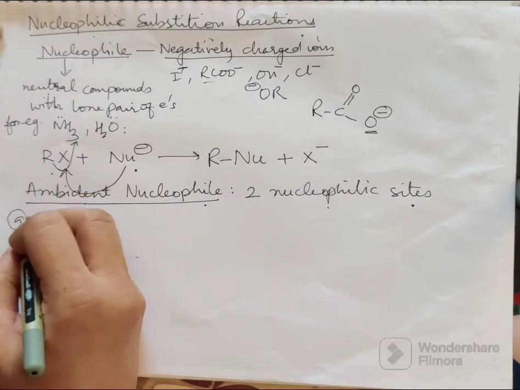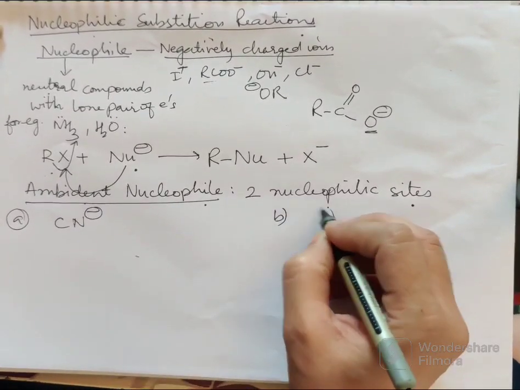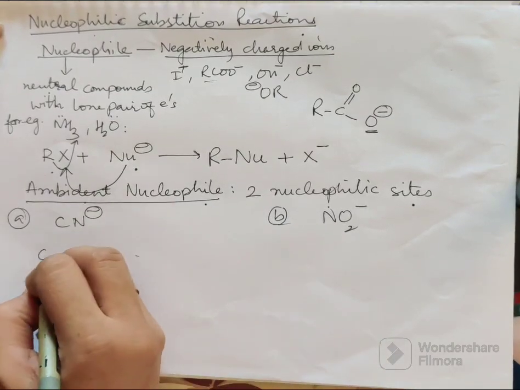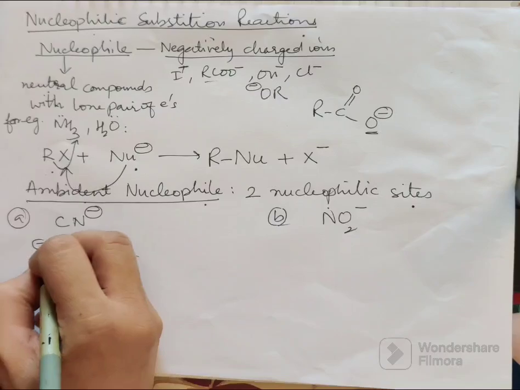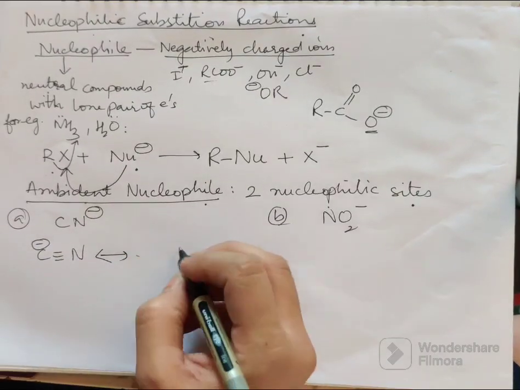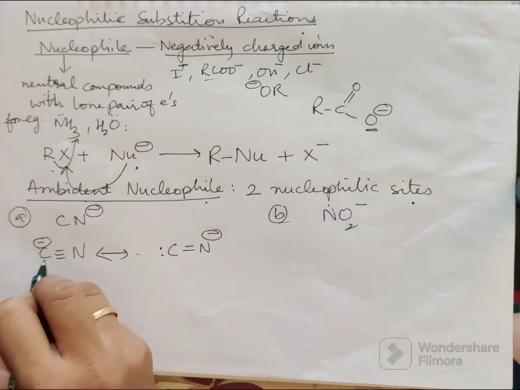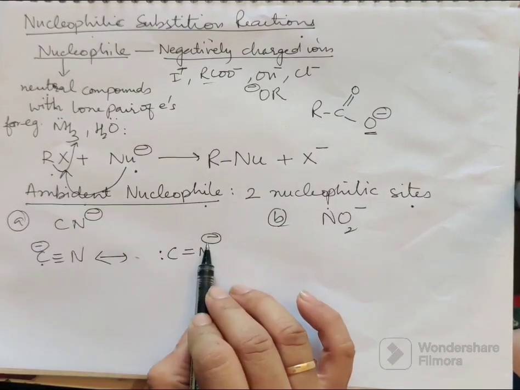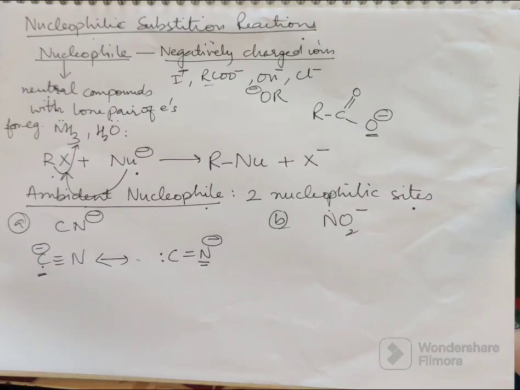For example, there are two given in your book. One is CN minus and the other is NO2 minus. Now, how are these ambident nucleophiles? If you look at the structure of CN minus, there are two resonating structures, and the other one is this. Now you can see in these two resonating structures, the negative charge is on the carbon atom as well as nitrogen, which means it can attack from the carbon as well as nitrogen.